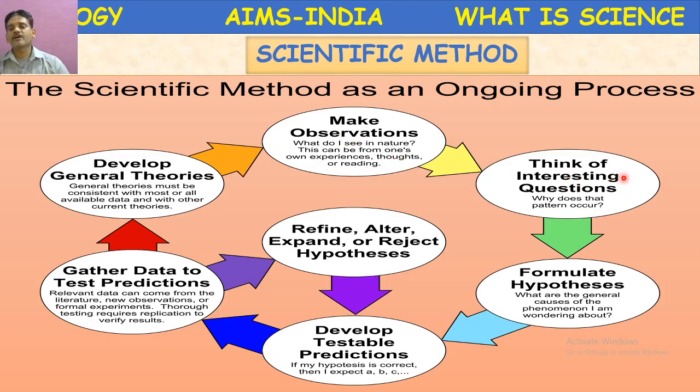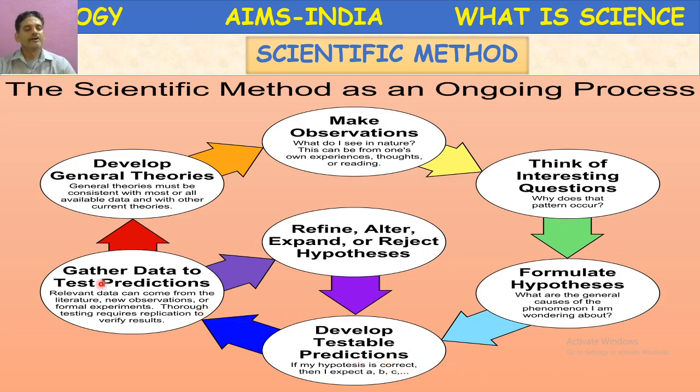Next, think of interesting questions. Why does that pattern occur? So question why. The next, formulate hypothesis. What are the general causes of the phenomenon I am wondering about? Okay, you have to hypothesize. The next, develop testable predictions. So in order to make testable predictions, you have to question once again: if my hypothesis is correct, then I expect. You can write your expectations 1, 2, 3 or A, B, C.